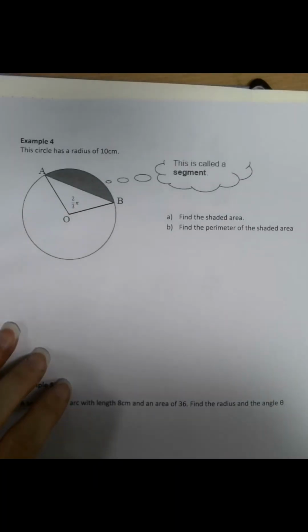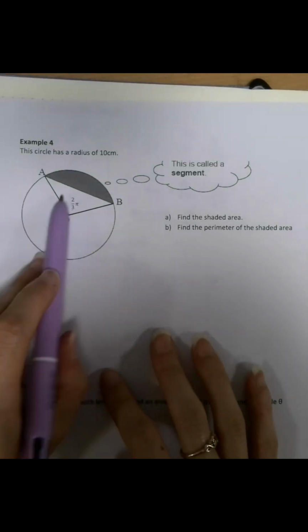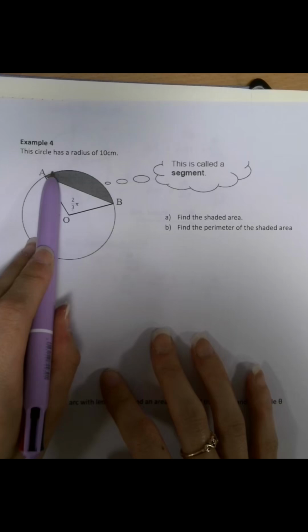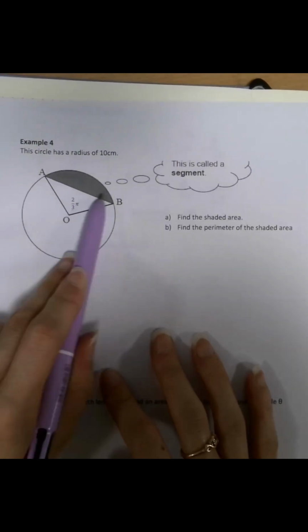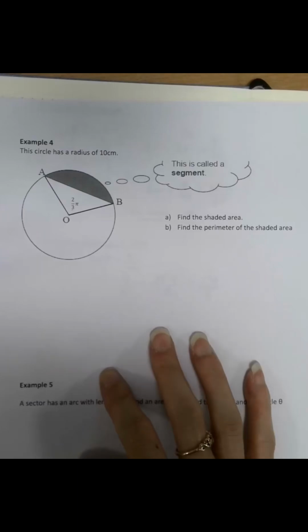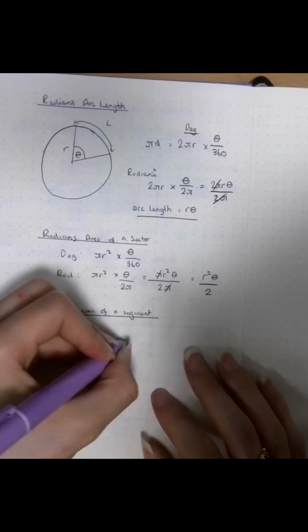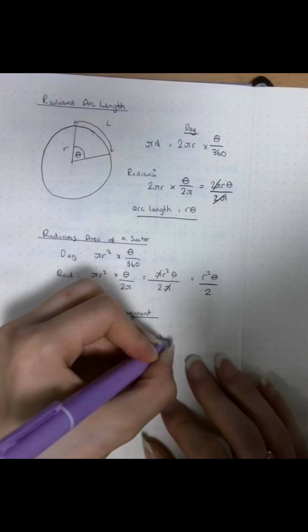Question 4. This time we have a triangle and we have the sector, and then if we take the sector away from the triangle, we're left with this segment here. So we want to find what that would be. So we already know that the area of the sector is r squared theta over 2.